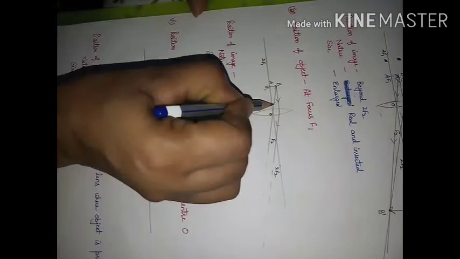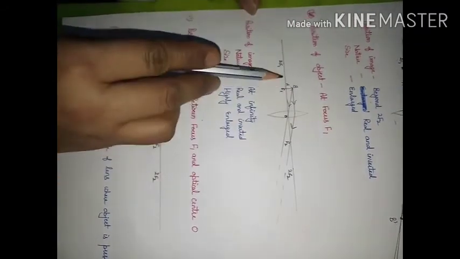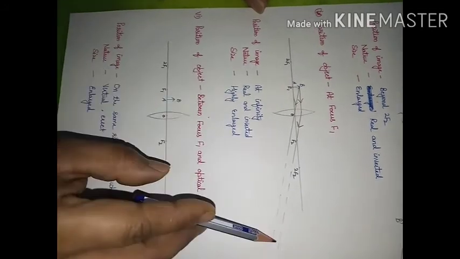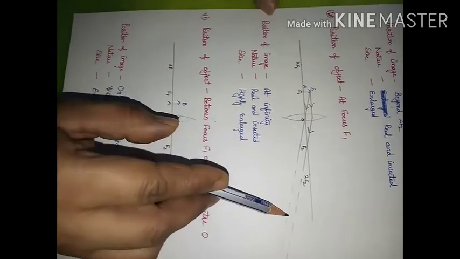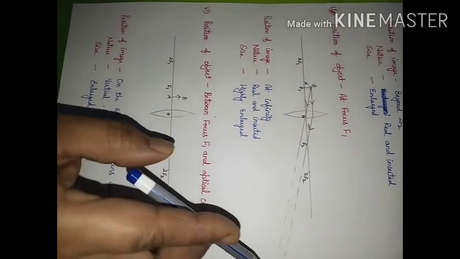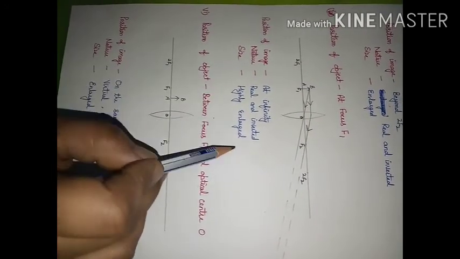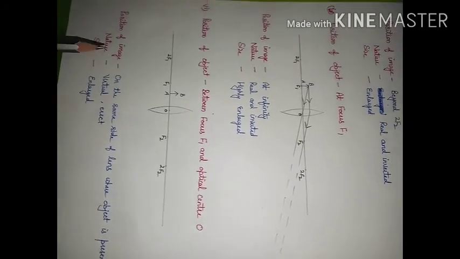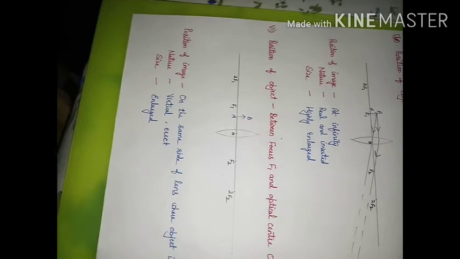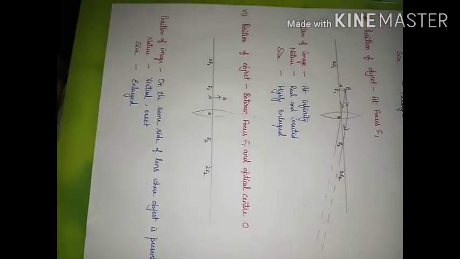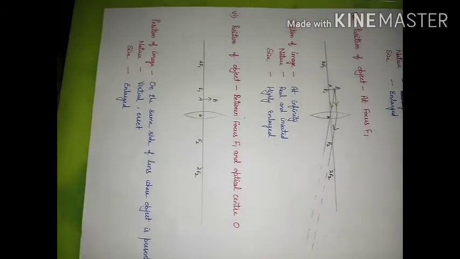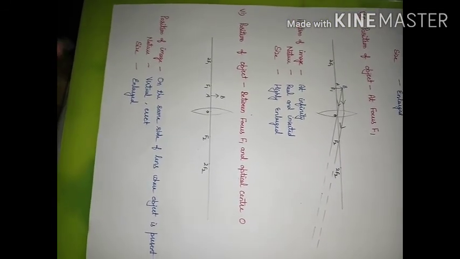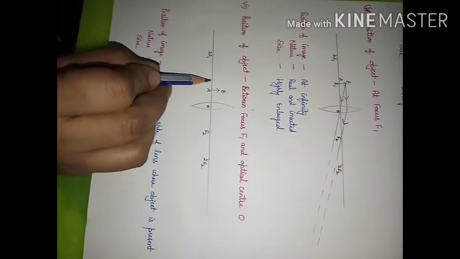The arrow will be this one and this one. So when the object is kept at focus F1, image formation will be at infinity. These dotted lines are showing that they will meet at infinity, and the size will be highly enlarged. Now this sixth case is showing how you can use a convex lens as a magnifying glass to see a virtual and erect image. For this, we are going to keep the object between the optical center and focus.